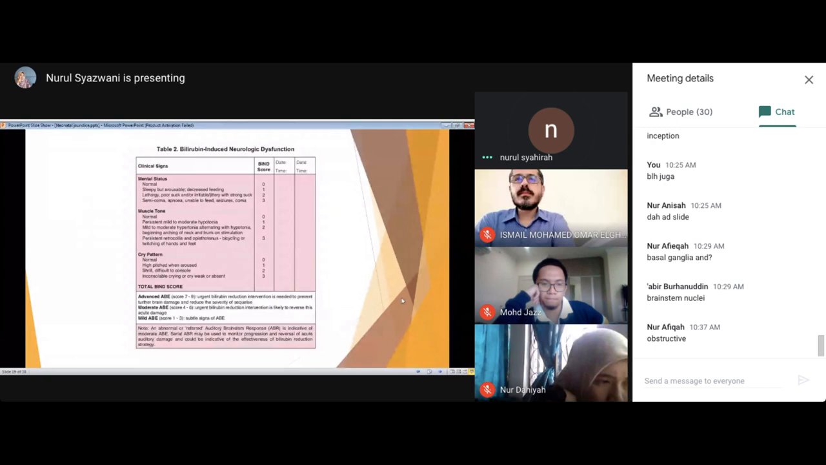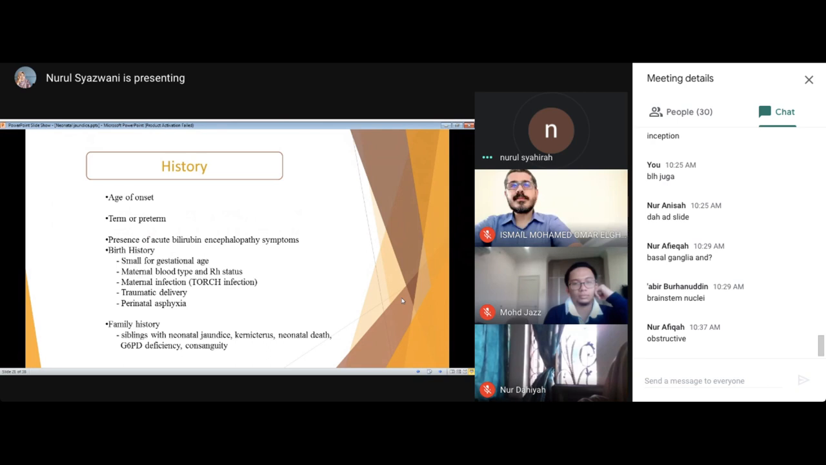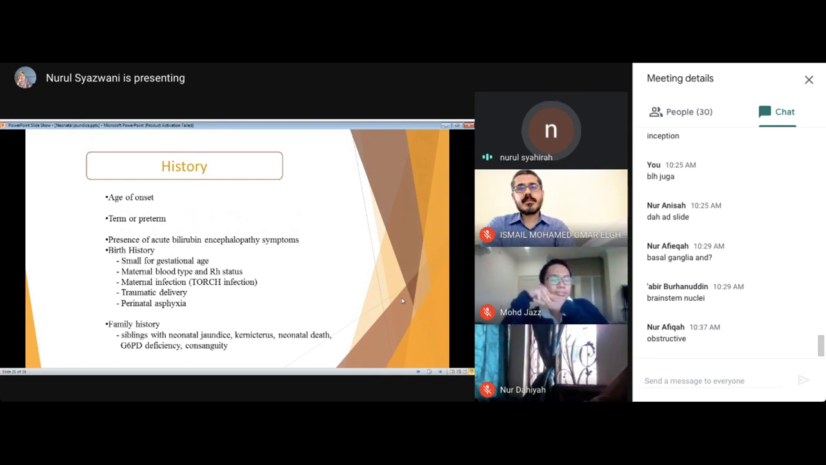So now we move to the approach to neonatal jaundice. First, we have the history, in which we must know the age of onset of the jaundice to look whether there's a physiological or pathological jaundice. Next, is the baby term or preterm? Then presence of acute bilirubin encephalopathy symptoms that we have discussed before. We also must ask the past history. Is there any risk factor for the jaundice, such as small for gestational age? We must ask the maternal blood type and disease status. Is there any maternal infection, traumatic delivery, or perinatal asphyxia? And as well, we must ask the family history. Any sibling with neonatal jaundice, G6PD deficiency?